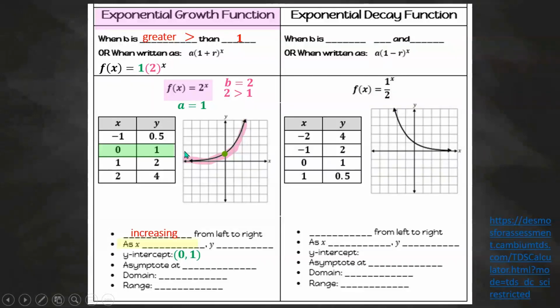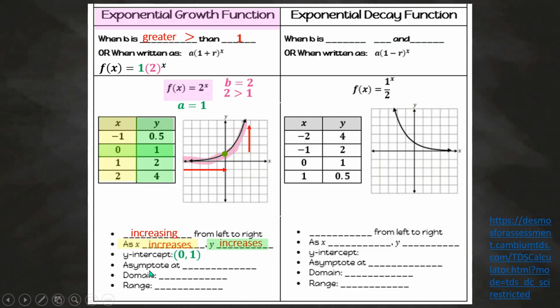If I'm looking at my x values either in my table or in my graph, I can see that my x values are increasing. And if I look at my y values on the graph or in the table, you'll see that they are also increasing. So these are going up, these are going up. So both my x and my y values are increasing, which is telling me this is a growth exponential function.